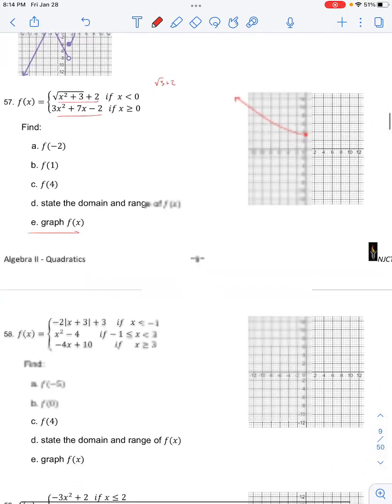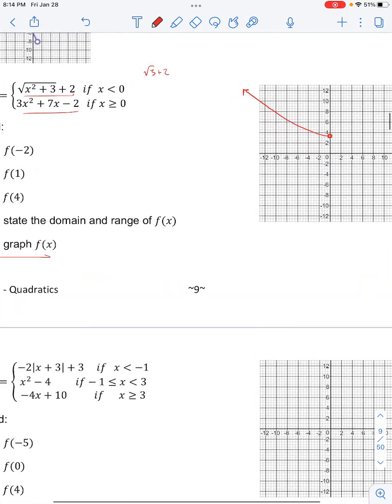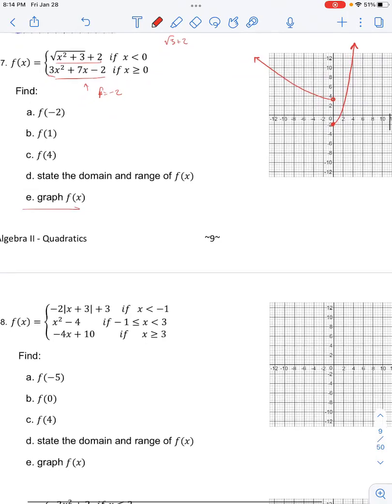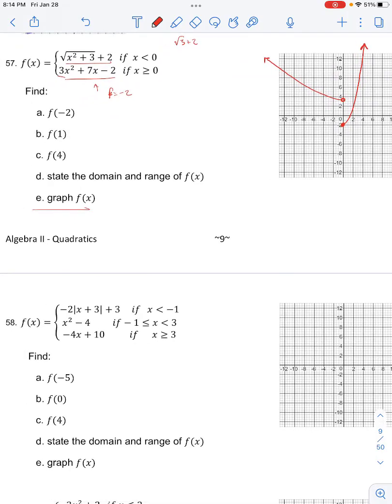So when x is greater than or equal to 0, let's plug in x is 0 again into the second equation. So we get f equals negative 2. So closed on this endpoint, and then it will open up a positive parabola scaled by 3, so it'll rise very quickly like this. And so that's our piecewise function graphed.